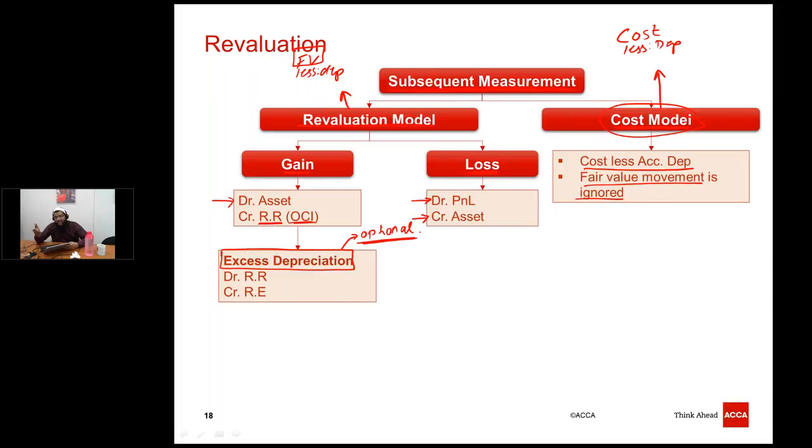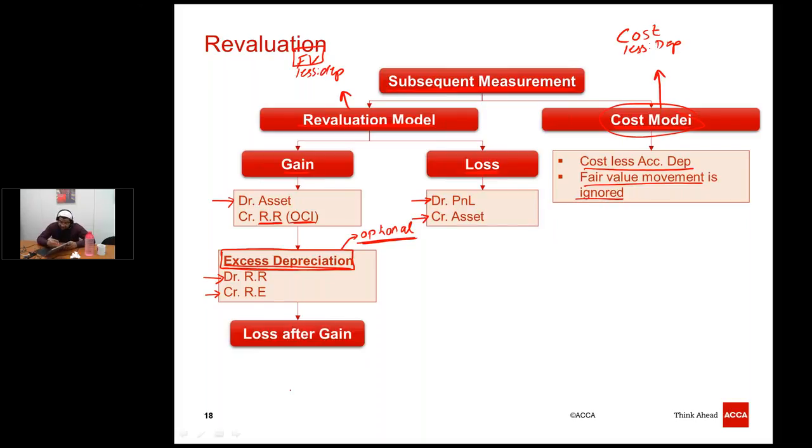So sometimes the examiner would say transfer the excess depreciation or not transfer the excess depreciation. If we are transferring the excess depreciation, we are going to debit the revaluation reserve and credit the retained earnings. So we are actually transferring the excess depreciation from revaluation reserve to retained earnings.